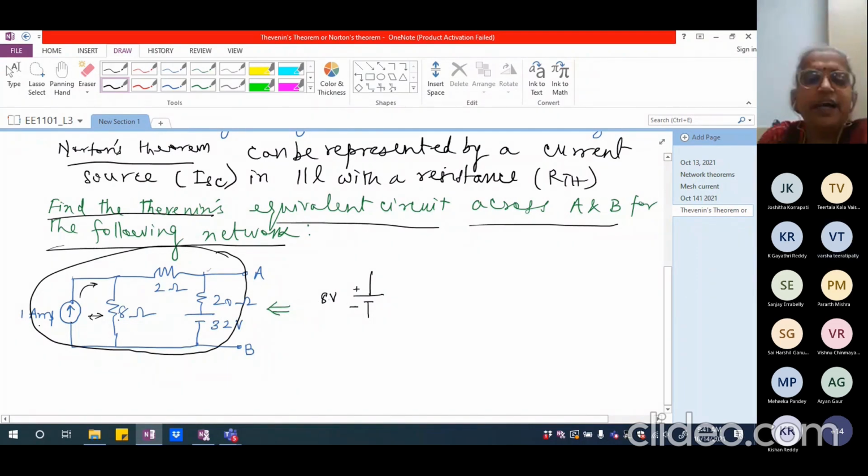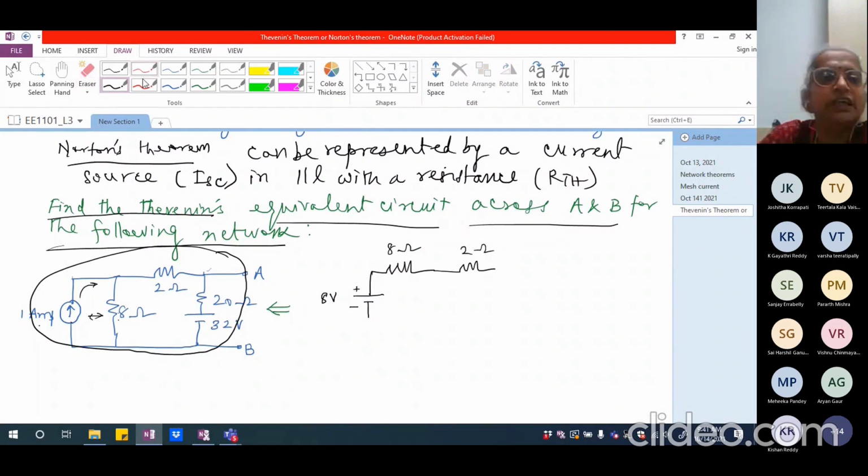So you are going to have this as 8 volts and you will have, of course, this 8 ohm coming in series. This has to come in series. So I should show this resistance as 8 ohm, which is coming in series. Okay. Now after this I have the 2 ohm resistance.